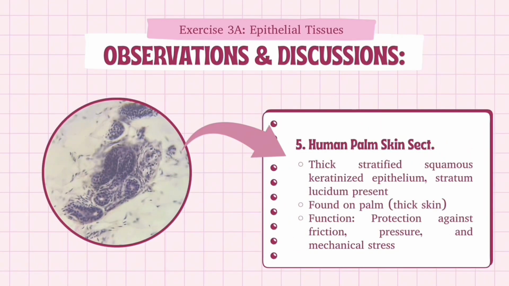And lastly, the human palm skin section. Thick stratified squamous keratinized epithelium, noticeably thicker than normal skin. A clear stratum lucidum layer was visible, a hallmark of thick skin. It is located at the palm of the hand, classified as thick skin, and the thick epithelial layer provides protection against friction, pressure, and repeated mechanical stress.